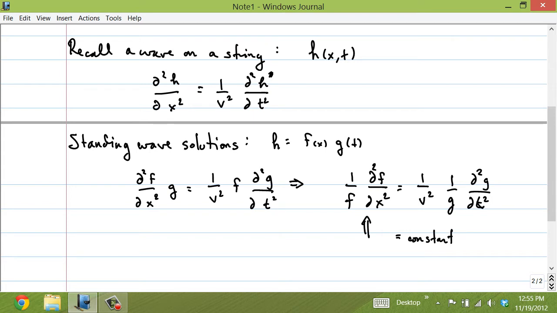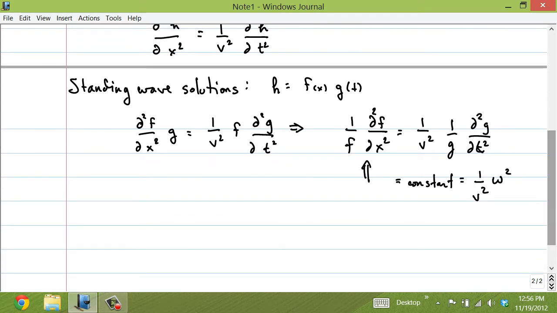So let's give that constant a name. Well, we have that 1 over v squared here. That was necessary by dimensional analysis. And so I'll just give that constant a name. I'll call it omega squared. And then this equation is easy to solve.